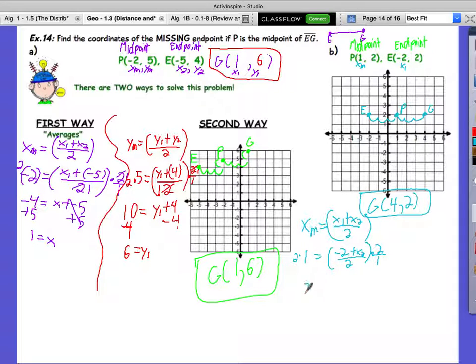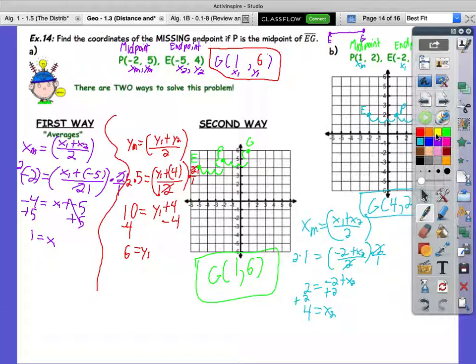So 2 times 1 is 2. This 2 and this 2 cross reduce since they're in the top and the bottom of multiplying fractions. 2 is equal to negative 2 plus x2. Add 2 to both sides to get rid of the negative 2. 4 is equal to x sub 2. Hey, that's what we got.